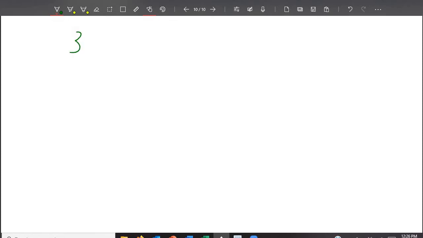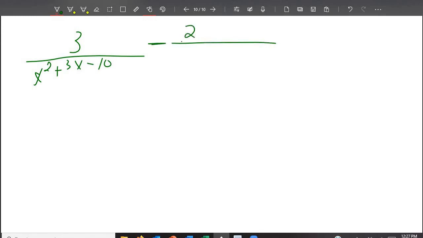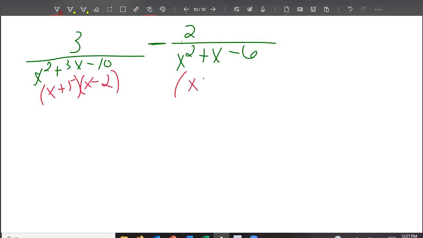Let's say we have 3 over x squared plus 3x minus 10, minus 2 over x squared plus x minus 6. Now, we've got to make sure we factor the denominators when we do anything. This one's going to be x plus 5, x minus 2. This one's going to be x plus 3, x minus 2.